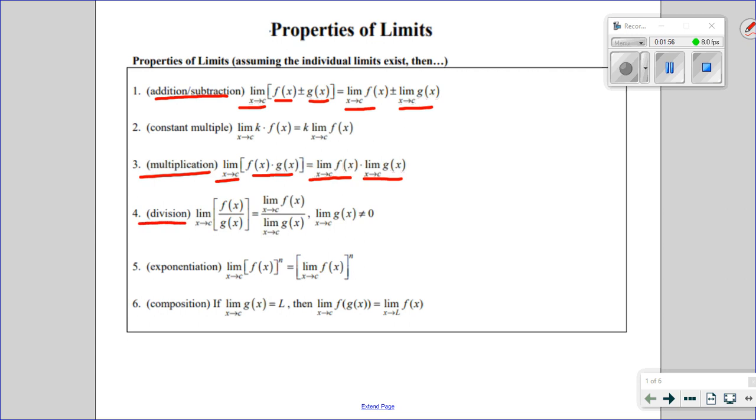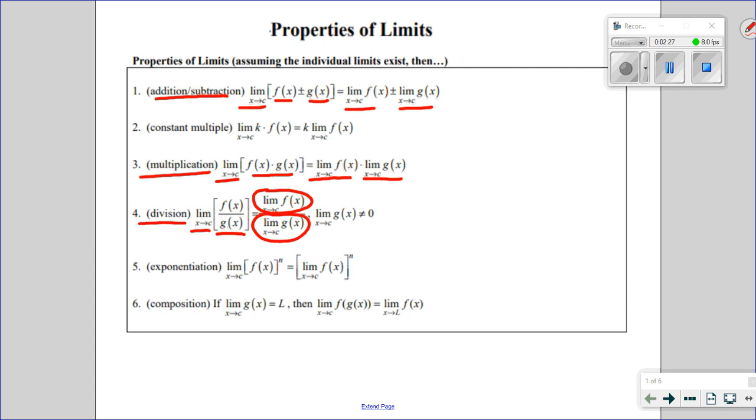Same thing with division. If you are evaluating the limit of a quotient of functions, so the limit as x approaches c of f of x divided by g of x, you can just find the quotient of the limits. So you would find the limit as x approaches c of f of x, find the limit as x approaches c of g of x, and then just divide.